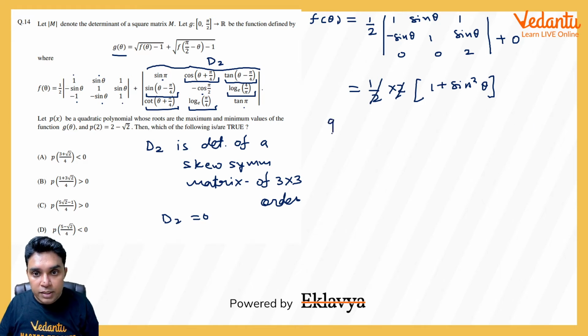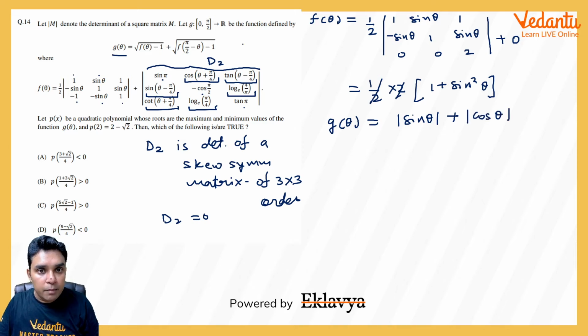Now what will be my g theta then? G theta means it will be under root of f theta minus 1, so it has to be mod sine theta, plus, in place of theta I need to write pi by 2 minus theta. That means this sine theta will become cos theta, so mod cos theta here. But because this domain is only 0 to pi by 2, there is no need to write any mod. You can write it without mod this way, sine theta plus cos theta.